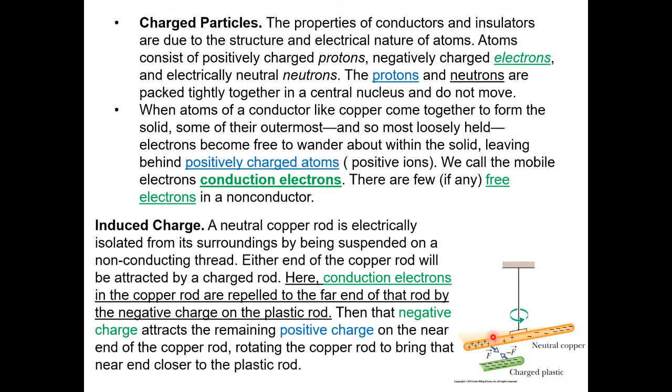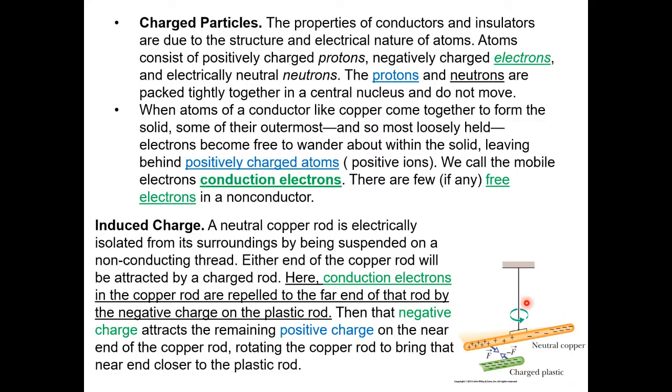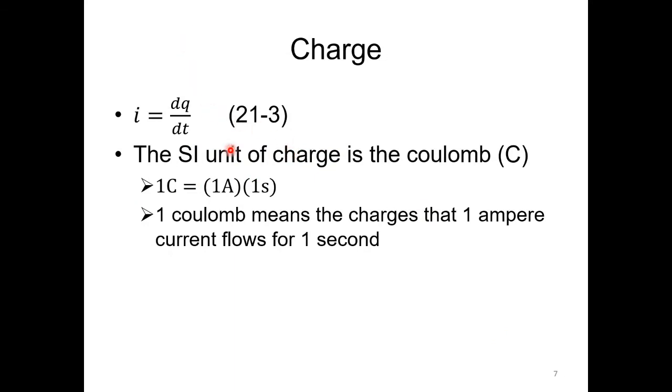Okay, so next we talk about charge. Just now, we talked about positive charge or negative charge, and charge is usually denoted as Q. The SI unit for charge is the Coulomb, C. Units are very important as an engineering student, so you really need to remember the SI unit for different variables.